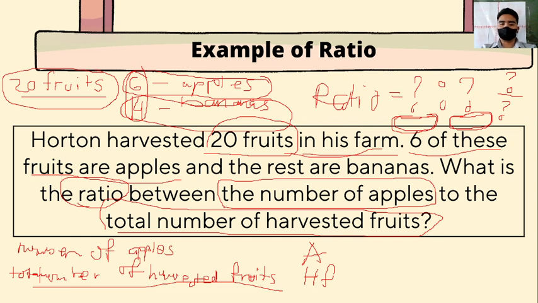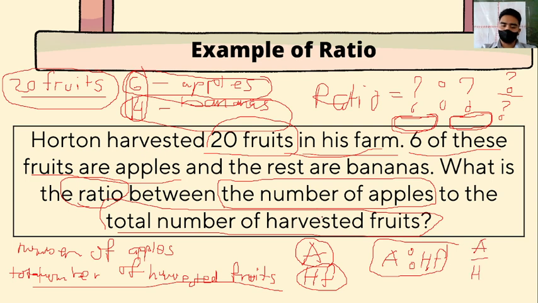What is your first term? The first term is the first given that was stated. What's the first statement? This is A, of course. So A is to HF, or harvested fruit, because harvested fruit is the second one that was stated. That is the ratio between the two, or it could be A over HF, correct?